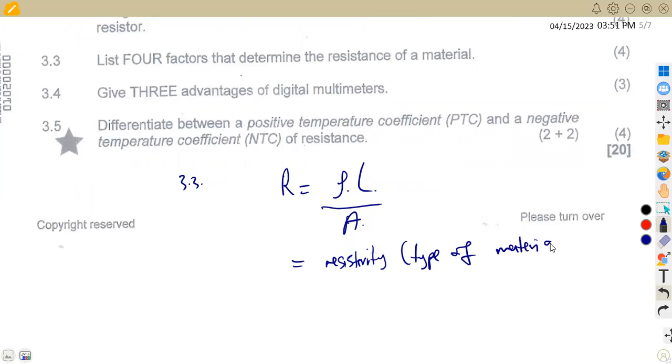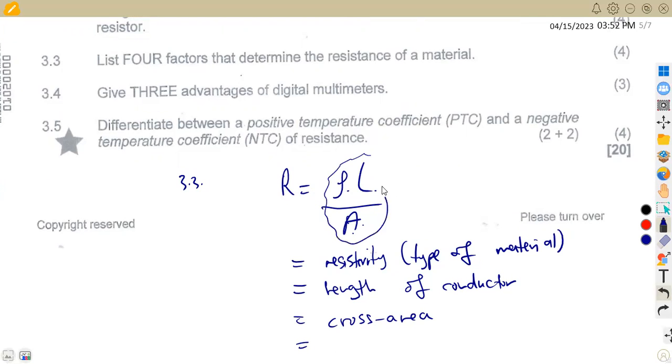The type of material. Okay, we have got the length of the material, or the length of the conductor. We have got the cross-sectional area in this case. We have got the temperature, which is the ambient physical factor not given here, but it also affects the resistance of a material. So these are the 4 factors that we have.